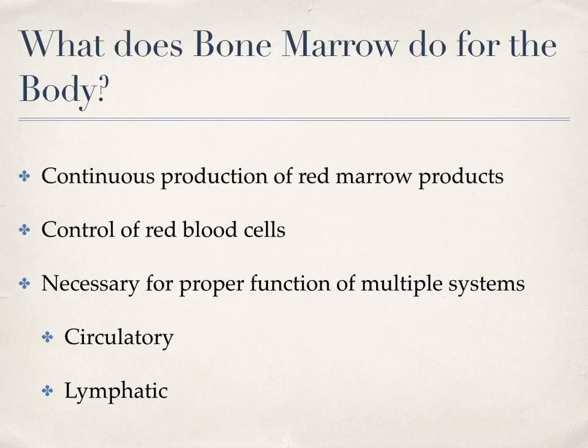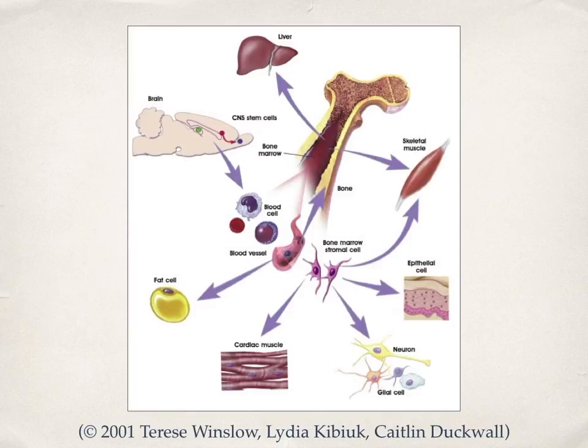The lymphatic system, bone marrow is a key component of our lymphoid organs because bone marrow is able to generate lymphocytes from those immature hematopoietic stem cells. Bone marrow is also important for hemoglobin production and iron production, which makes sense because we need bone marrow to continually produce those red marrow products. So in this slide, it's summarizing what we said, which is that bone marrow is essential for the proper functioning of nearly every system within our body.